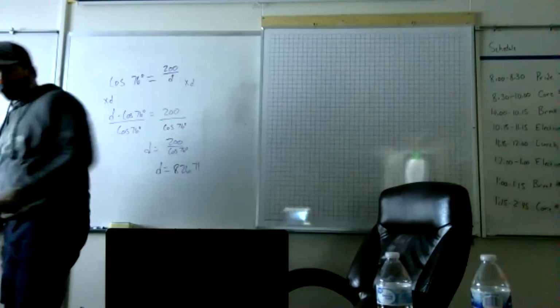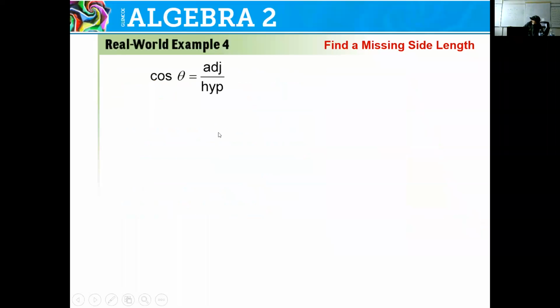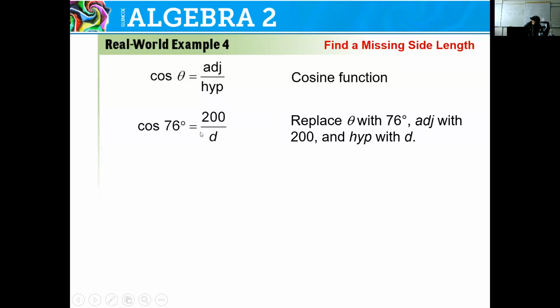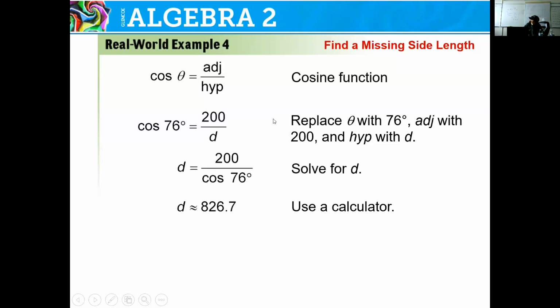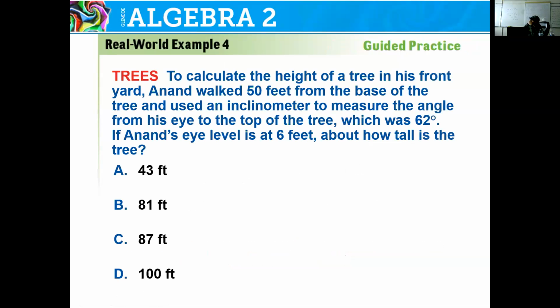It's a very unfortunate place to put that variable. Okay, this one was just a little bit more difficult than using the tangent and actually finding the opposite side. That's because we end up with the variable in the denominator here. So in order to isolate this variable, we have to bring it to the other side first and then divide by cosine of 76. So it just adds an extra step. So they multiplied here to isolate it and then divide it, and they do get 826.7. The distance from the top of the building to Joel's eye. Yeah, that's definitely talking about the hypotenuse. Dang it, dang it, dang it.